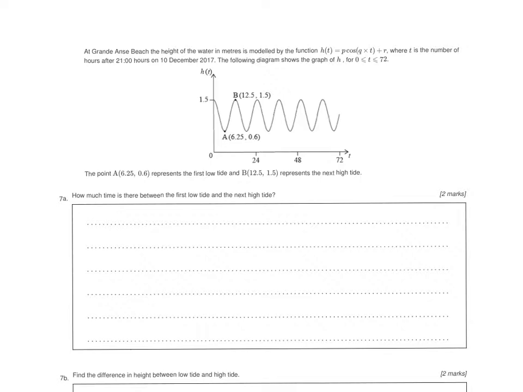Okay, so it asks us how much time is there between the first low tide and the next high tide. Here's our first low tide, here's the next high tide. We're looking at time, so we're looking at the x value. So the first low tide is at 6.25. The first high tide after that is 12.5. So if we subtract 12.5 minus 6.25, that gives us 6.25.